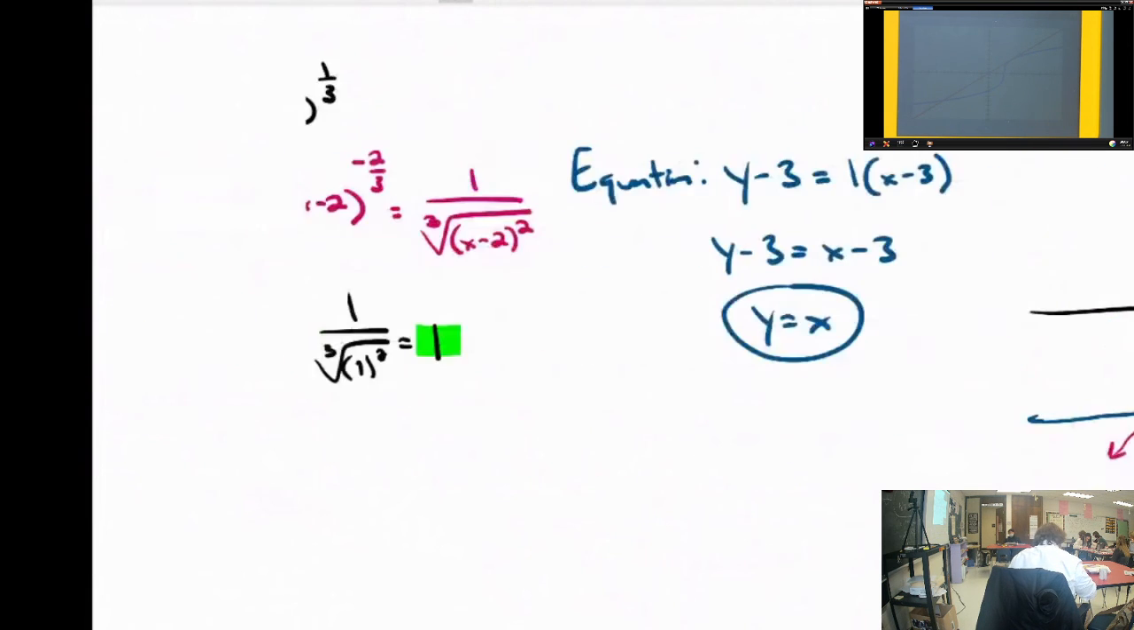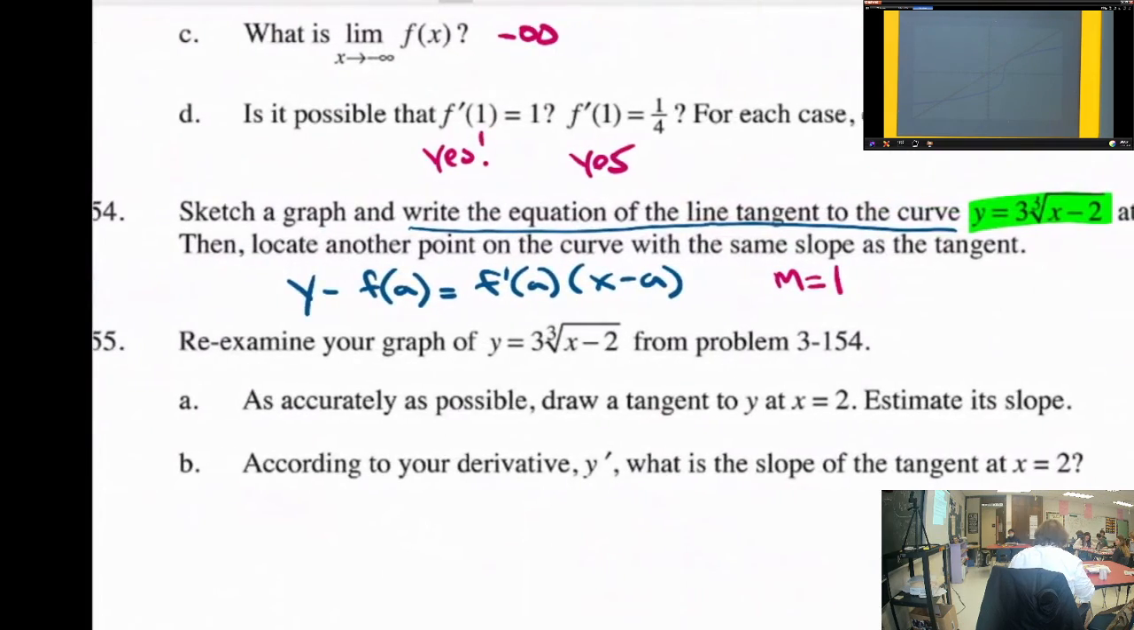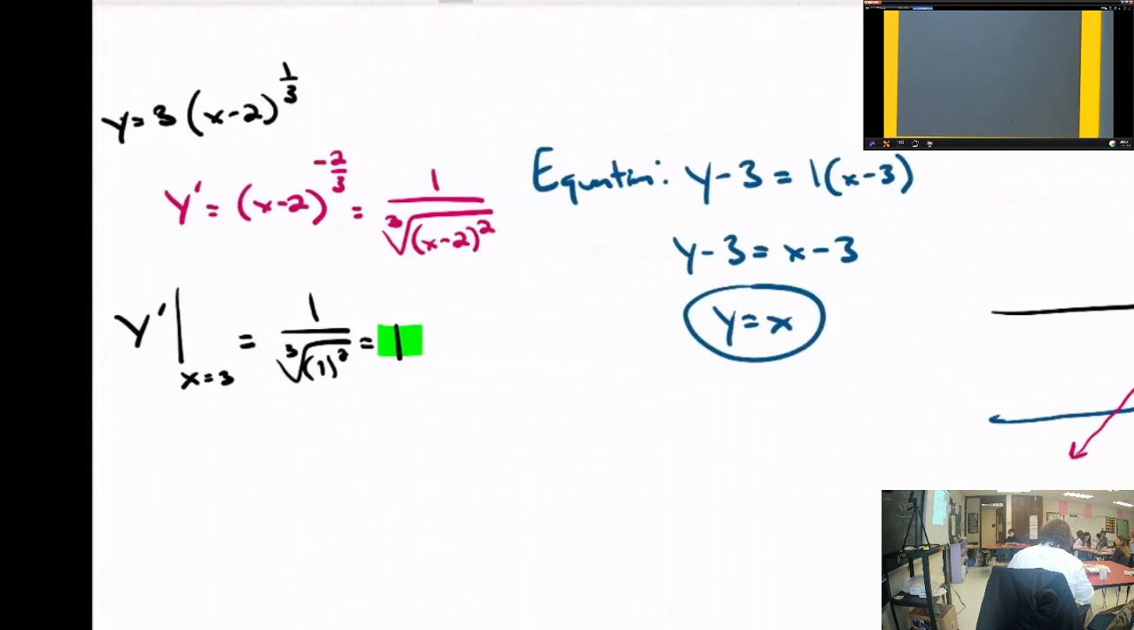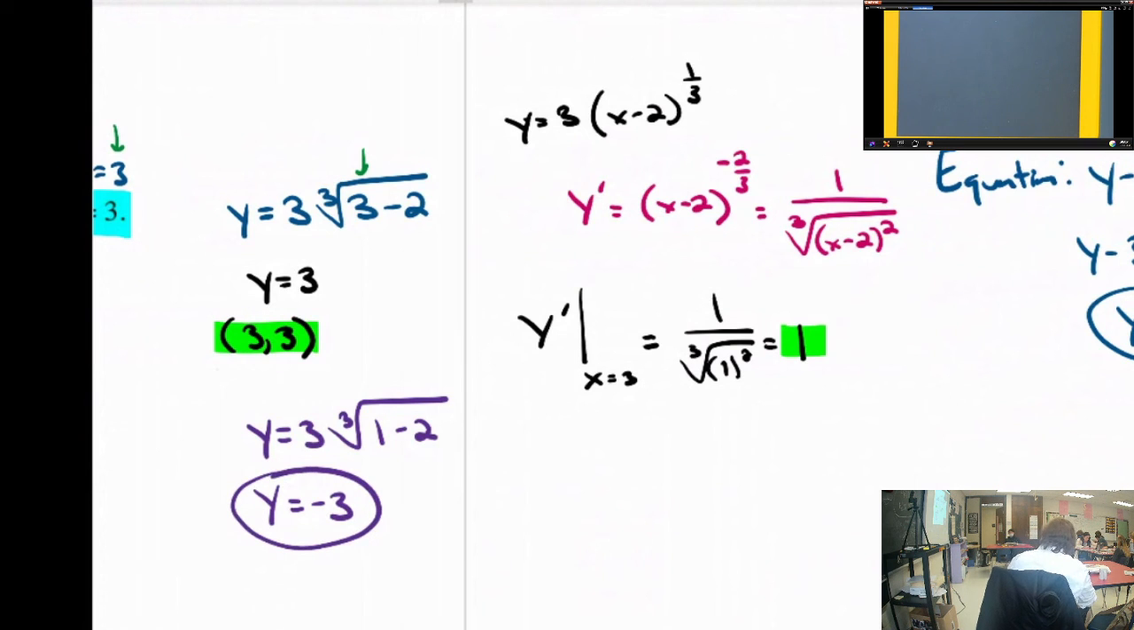Did they ask us for the full point or just located? They did ask us for the full point, so we also have to take that x equals 1 and plug it into the original equation. So y has to equal 3 times the cube root of 1 minus 2, which would just be negative 3. Because 1 minus 2 would be negative 1. Cube root of negative 1 is negative 1. Negative 1 times 3 is negative 3. So the other point, I suppose, is 1, negative 3.